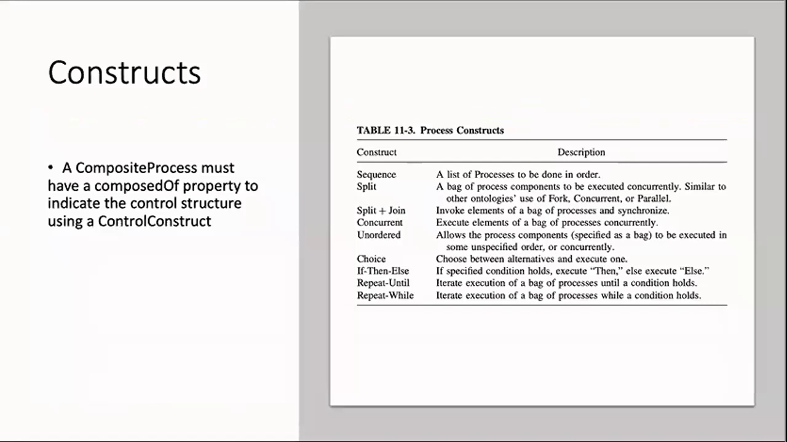A composite process must have a composedOf property to indicate the control structure using a control construct. Each control construct in turn is associated with an additional property called components to indicate the ordering and conditional execution of the subprocesses. For example, the control construct sequence has a components property that ranges over process components.